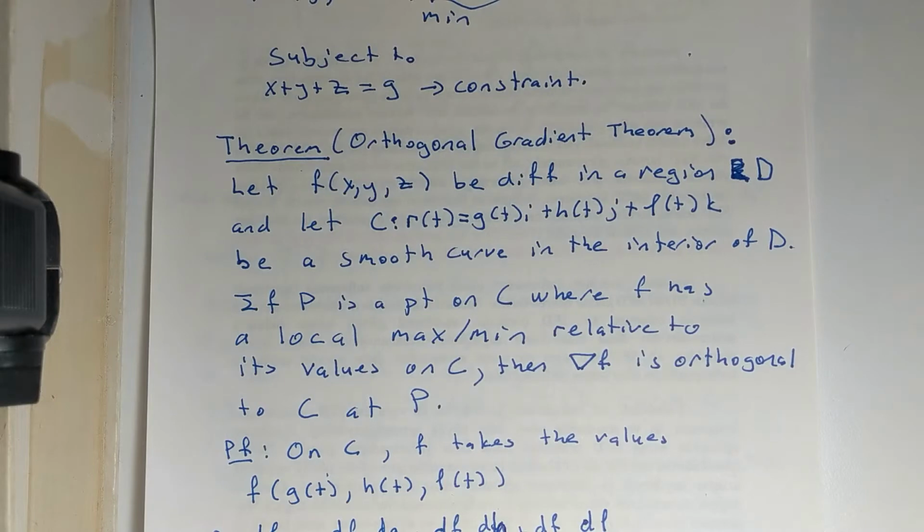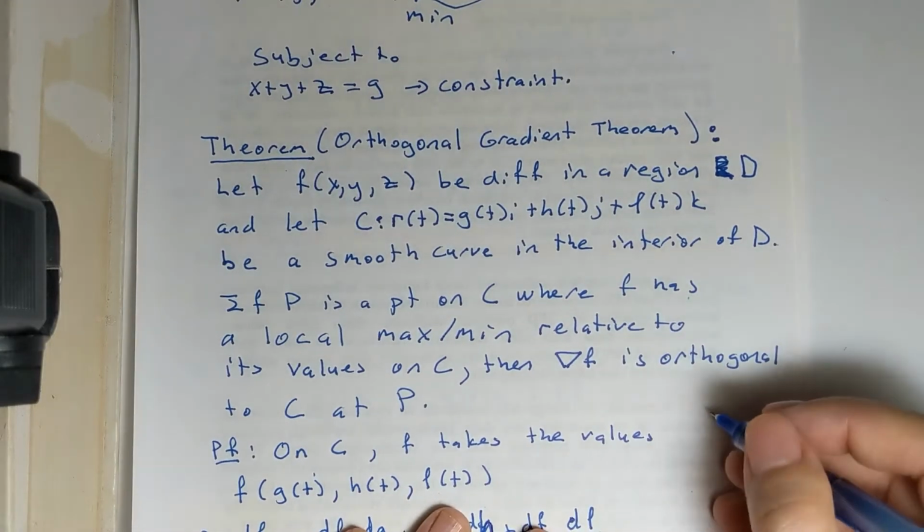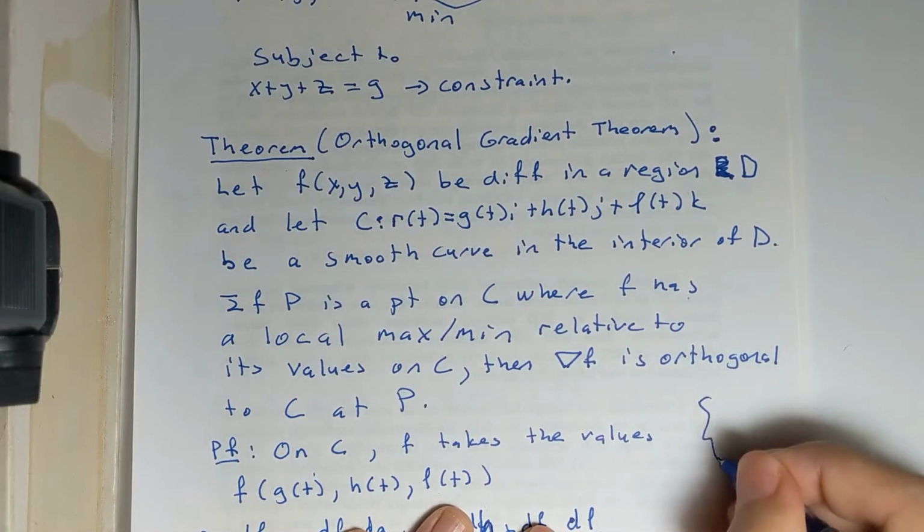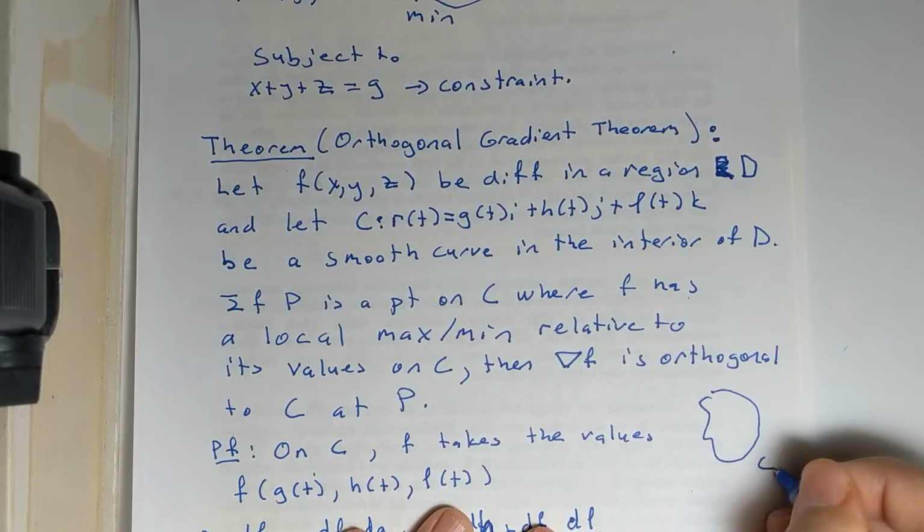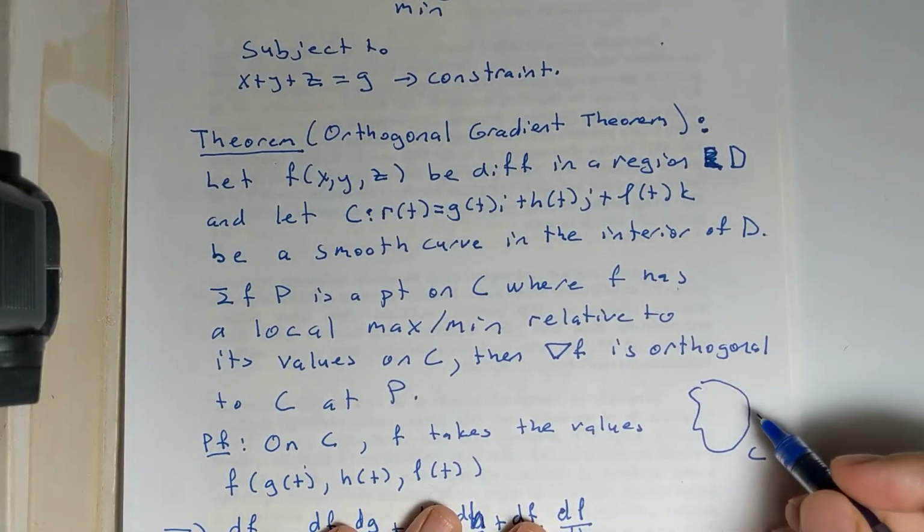If we want to find the points P on the curve where the function has local maxima, minima, okay, relative to its other values on C, then the gradient of f has to be perpendicular to C at P, okay? So what this says is, you know, you've got some kind of funky curve. I don't know what it looks like, okay? And we have some kind of function, okay?